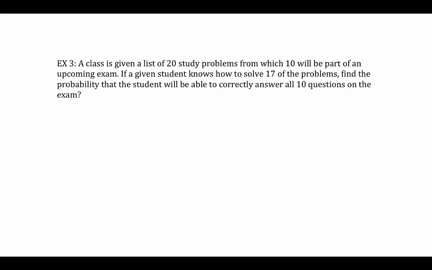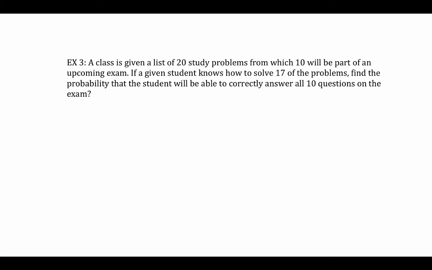For example 3, we have a class that is given a list of 20 study problems from which 10 will be on an upcoming exam. If a student knows how to solve 17 of the problems, find the probability that the student will be able to correctly answer all 10 of the ones that are chosen on the exam. So our number of desired outcomes is the number of ways we can choose 10 questions such that all of them are known by the student.